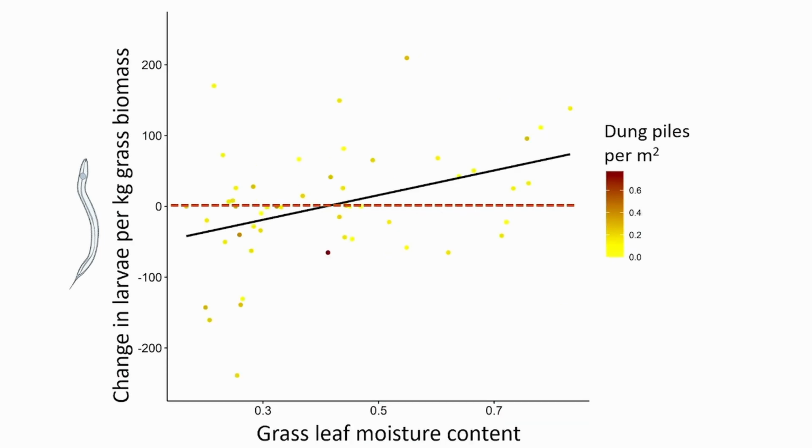The other response that we found is that grass leaf moisture content mattered. So if you have wetter grass, so again, change in larvae per kilogram of grass biomass, you have less mortality in the larvae and they can be increasing. And the reason I put dung piles per meter squared here is just to show you there's no dung relationship. So change in larvae had no response to dung inputs. So it's really being driven by these environmental effects.